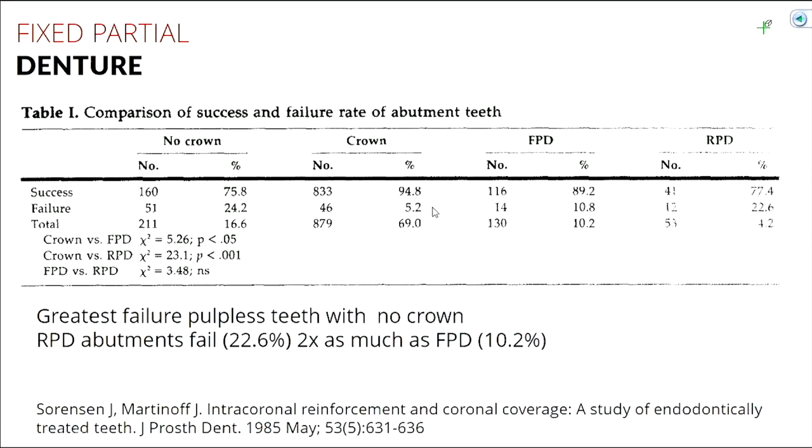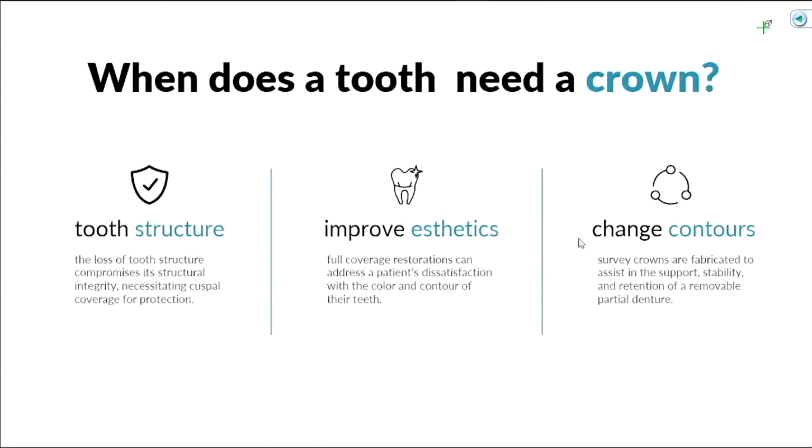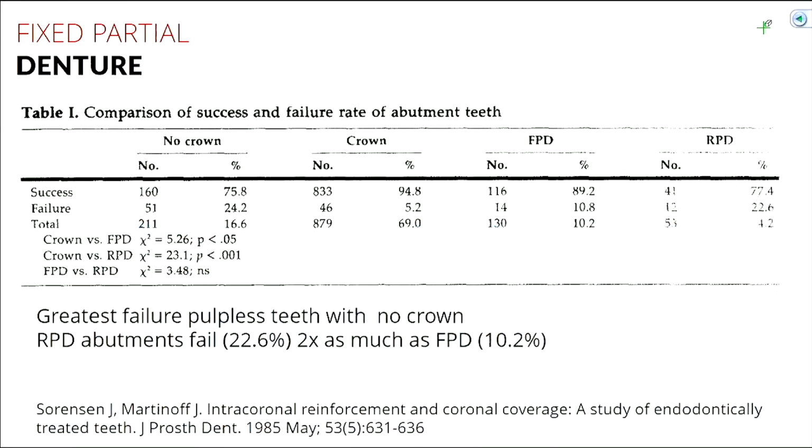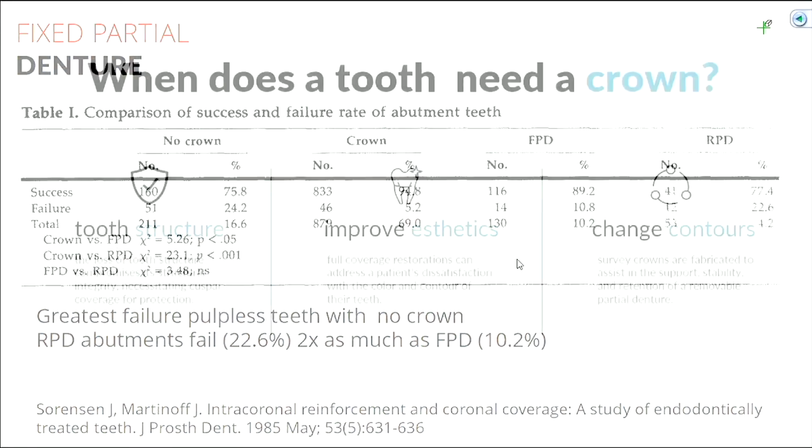So a crown, they would say it would only fail about 5% of the time. Once you subject it to asking it to support a pontic, it about doubles in terms of its failure rate. And by the time you ask it to support multiple teeth in an RPD situation, then that jumps to 22%. Okay? So a pretty straightforward principle. The more that you ask a crown or a tooth to do, the more likely it's going to fail.